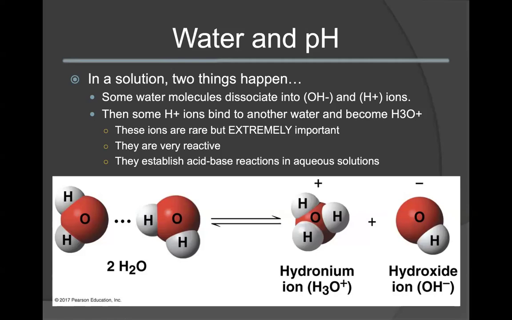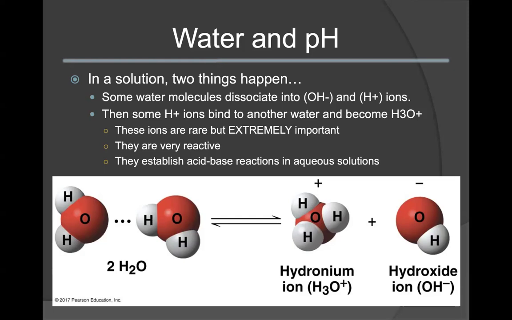Some of these protons will then bind to other water molecules. So if you have an H plus binding to an H2O, that would then form H3O plus, or the hydronium ion. Remember that H plus can be attracted to the slightly negative region of oxygen, and that's why it would form that hydronium ion. Now, the hydronium ion is very rare, but it is extremely important in reactions.